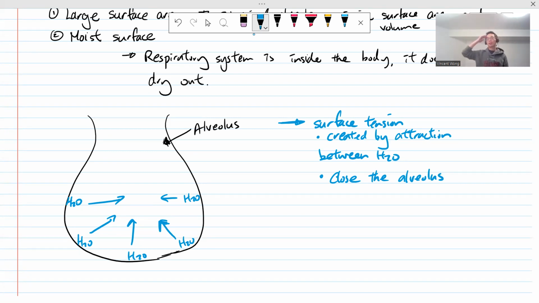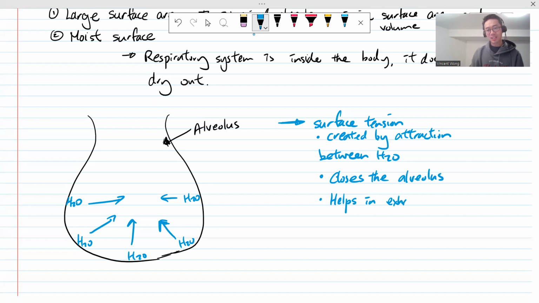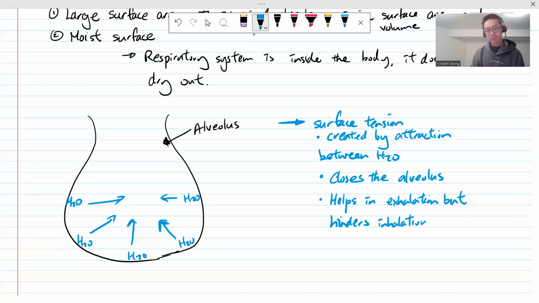Okay, so I need you to think about this. Is this helping you with breathing in, or is it helping you with breathing out? Out. Breathing out? That's right. So this is helpful, I guess. Helps in exhalation, but hinders inhalation, right?